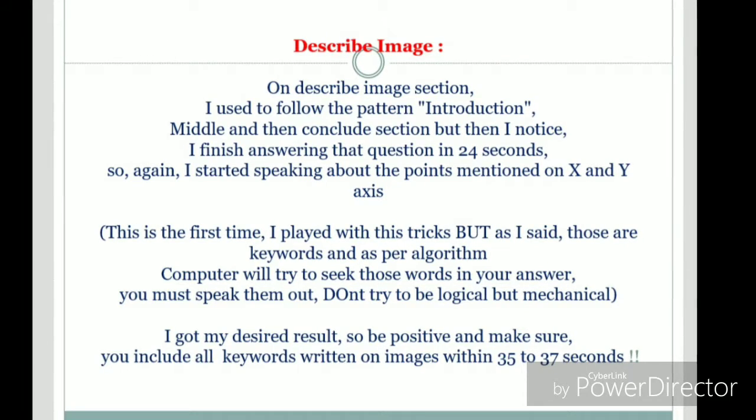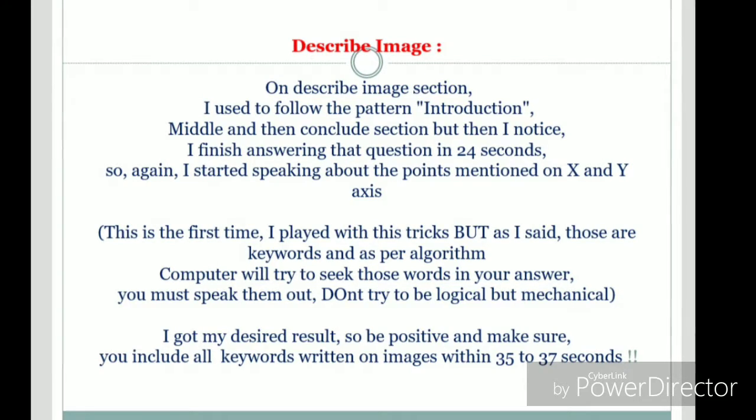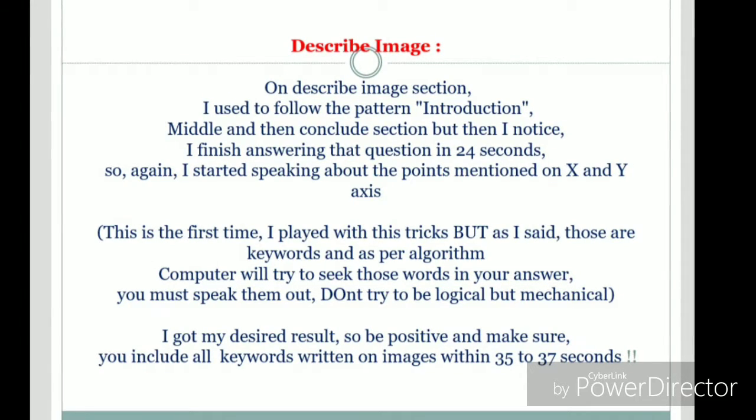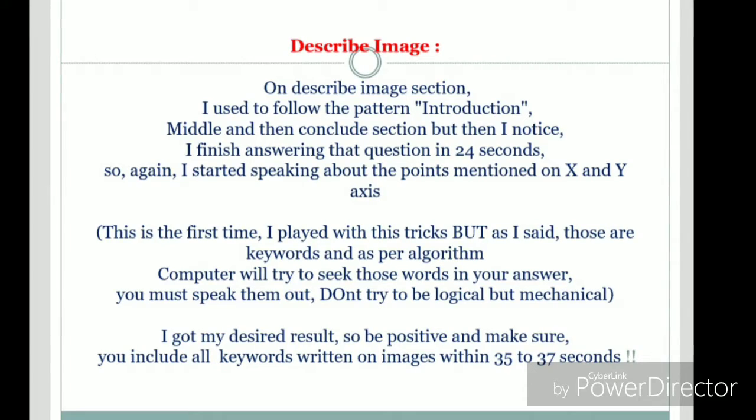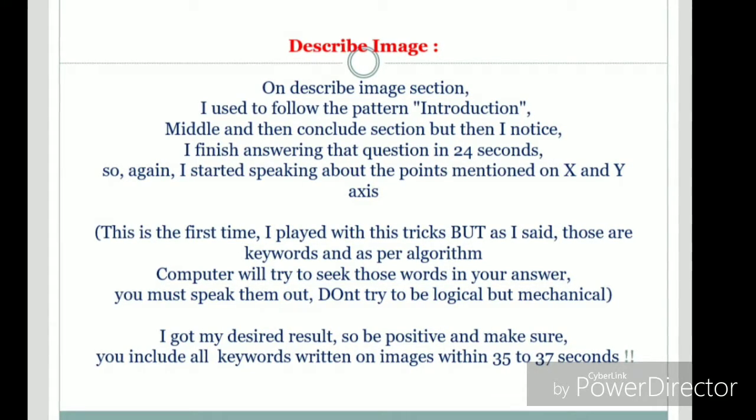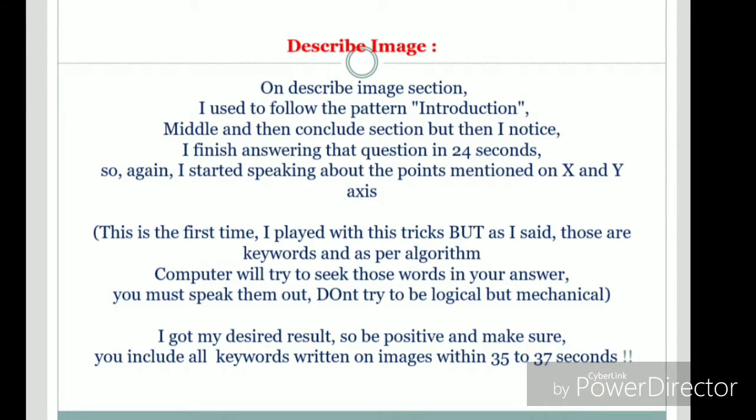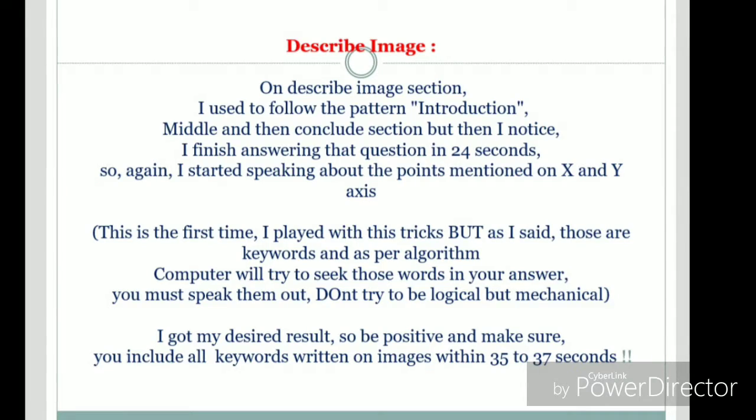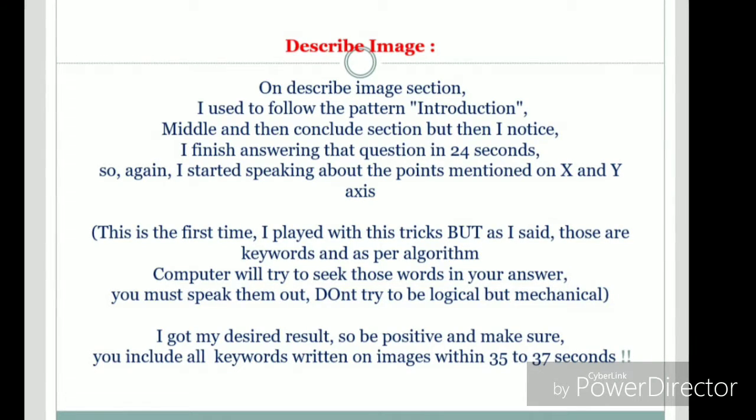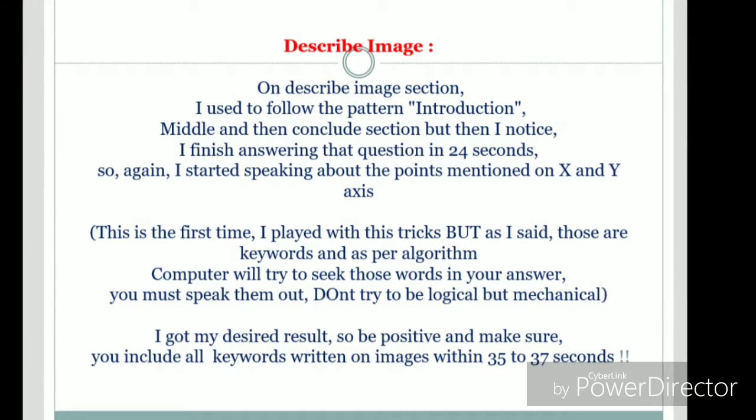Just use whatever that axis is representing. Like maybe the x-axis is representing population, okay, and the y-axis is representing the names of the countries. So you just include all of those countries' names in your speech, and all the data given according to the population. Once you do that, make sure you're still finishing your describe image section within 35 to 37 seconds, and that is perfectly fine.